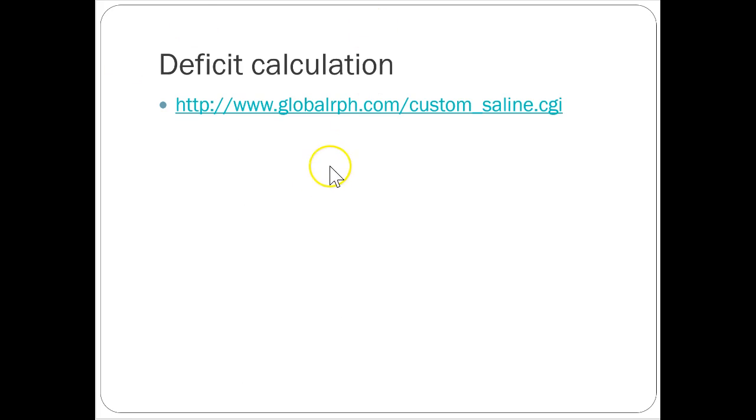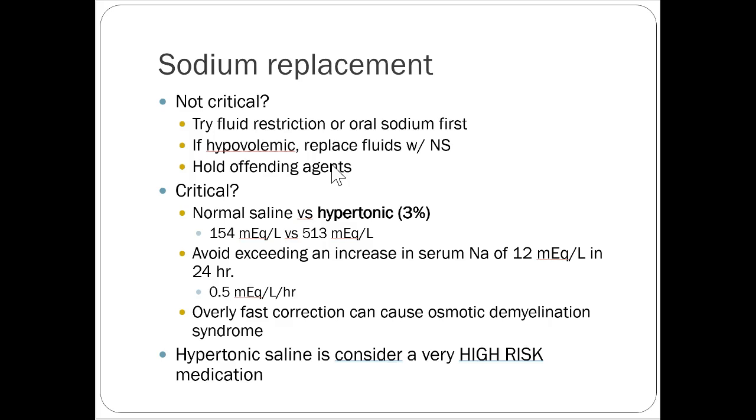Deficit calculation. I'm not going to go through this calculator. If you want to play with it, you can. This is on Global RPH. I just think it's a pretty decent calculator. You can mess around with different numbers and parameters. What you're going to find is that it generally recommends starting people around 50 mils per hour or something like that, maybe 25 on the lower end. That's a good thing to remember with this. I'm not going to test you on that for sure, but if you're ever wondering, there are some really complicated sodium replacement calculations out there which aren't worth wasting your time with. Just consider starting at 50 or 25 mils per hour, somewhere in there, depending on how aggressive you want to be, and then you can titrate from there.